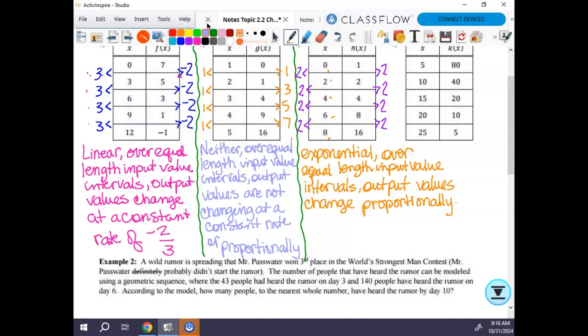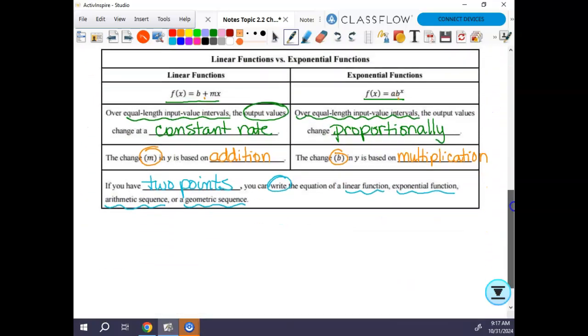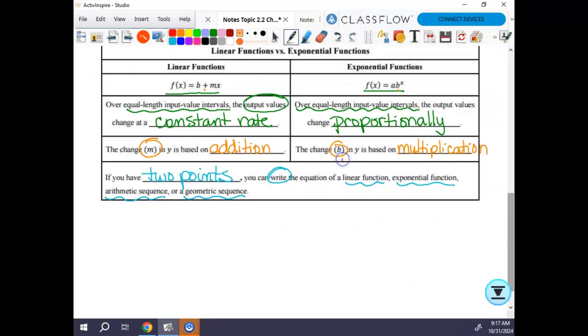All right, so we are going to do this last one. I look here and this is 5, 5, 5, 5. So I have equal length input value intervals, which is the first thing I check. Then if you think, okay, well, look, I'm just dividing this by 2 every single time. That's a fine and wonderful observation. However, notice that this says the change is based on multiplication. It does not say division.